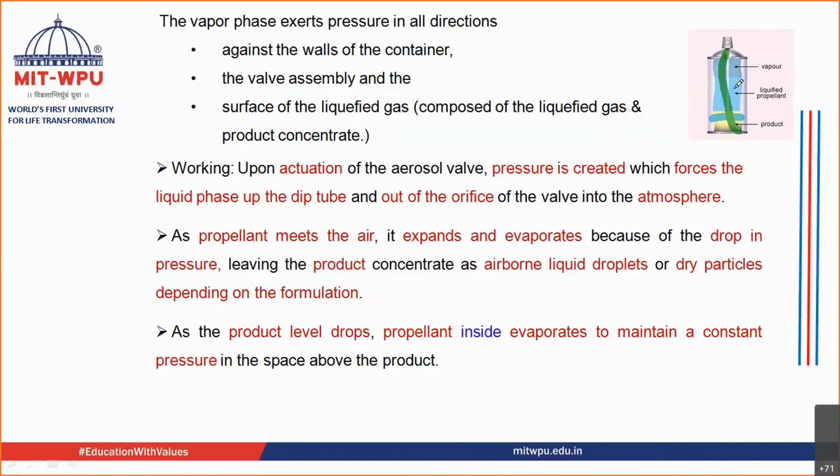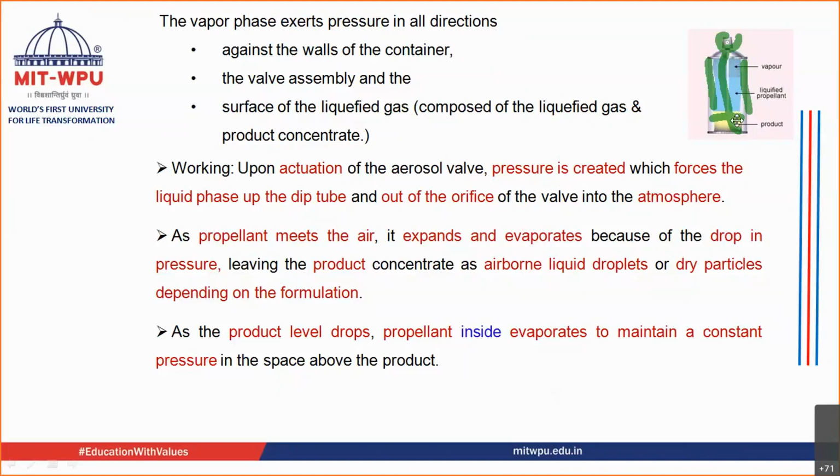Now where all is this pressure of the propellant being exerted? This vapor phase is exerting pressure onto the container, on the walls of the container. It is exerting this pressure on the valve assembly, starting from the top up to the dip tube. This whole is the valve assembly. It is also exerting the pressure on this liquefied gas, so this vapor is exerting its pressure on the liquefied gas, and further onto the product also, right?